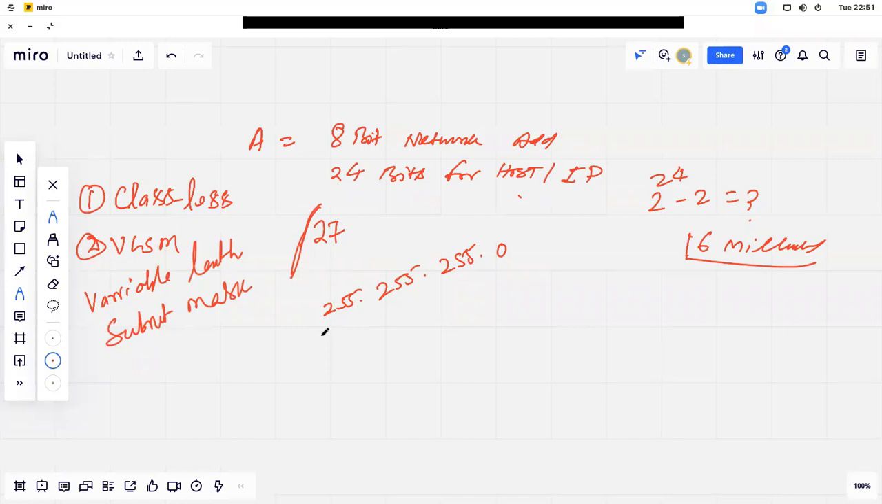We have to borrow 3 bits from our next octet, meaning the last octet. This is the last octet, and it is not a single zero, it is eight zeros. So let me write it: eight zeros. To complete our requirement of 27 bits, we need to borrow 3 bits. So let me take 3 bits from the next octet.